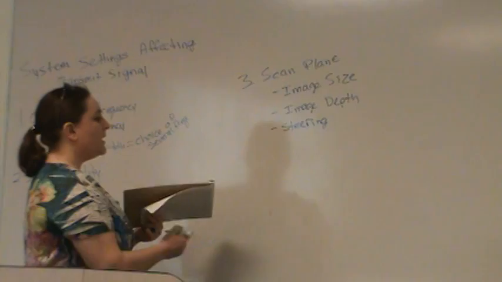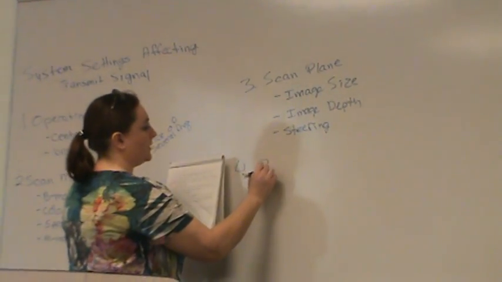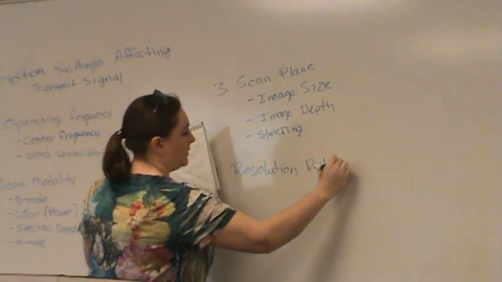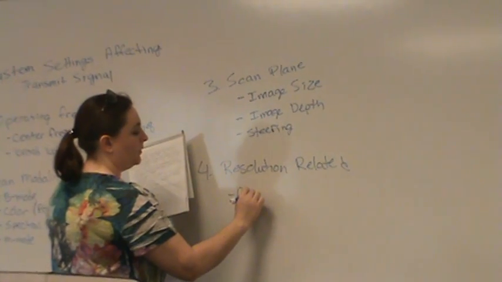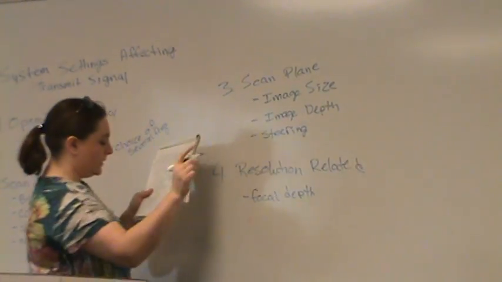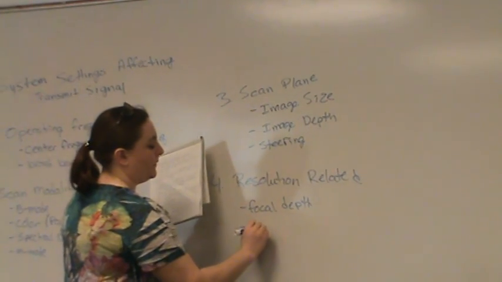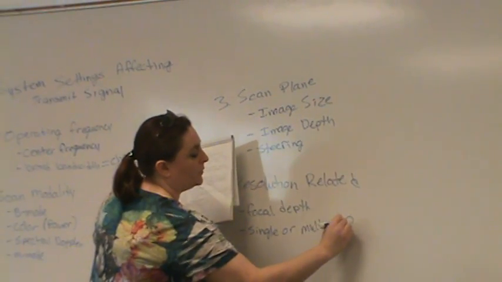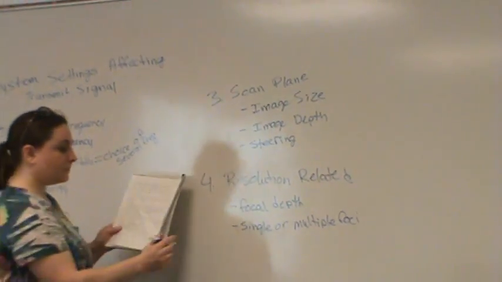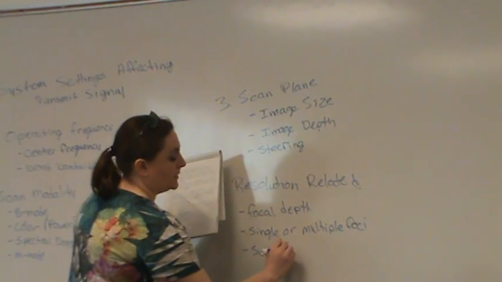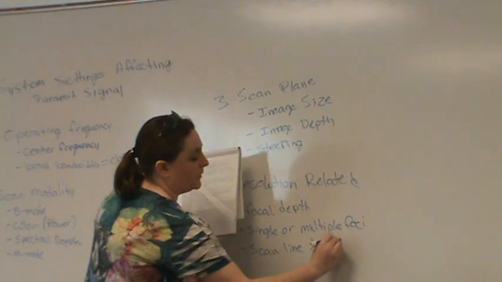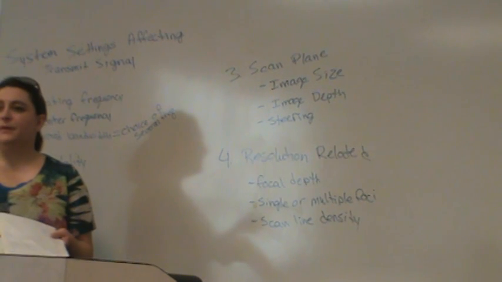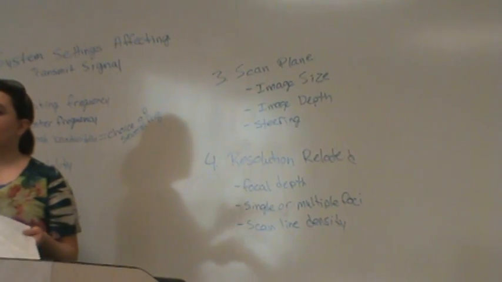Okay, the next set of controls that we have that affect our test signal are things that are resolution related. So this includes things like focal depth. Where's our little caret that tells us where the focus is? Do we have a single focus? Or are we using multiple foci? Do we have more than one up there? What's our scan line density? Remember, there's a certain number of lines per frame, and we actually have a little bit of control over that. There is a knob that I can turn that changes the scan line density.